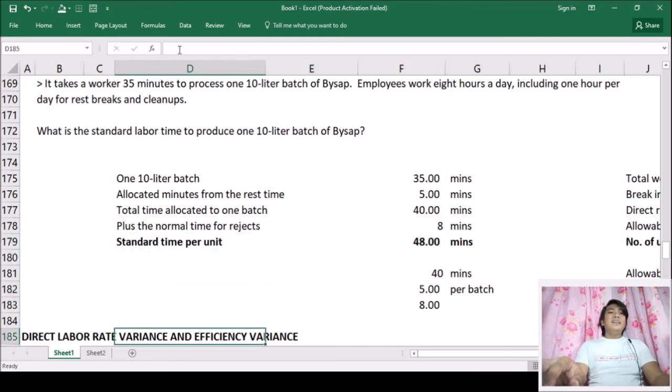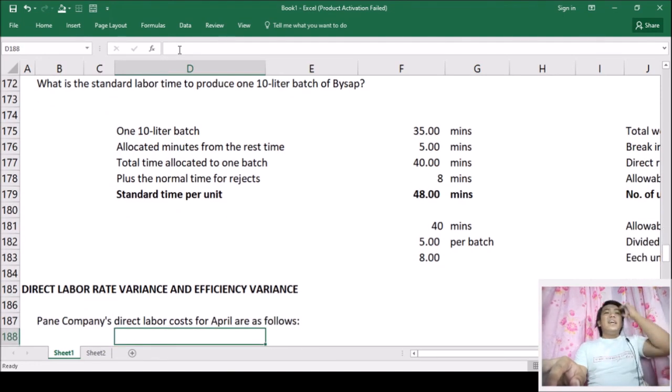Next, direct labor rate variance and efficiency variance. This is not far from the material price variance and material usage variance. It has the same format of computation, the difference being that materials are based on the quantity purchased and used. Here, in the direct labor rate and efficiency variance, the computation is based on hours, actual hours used.